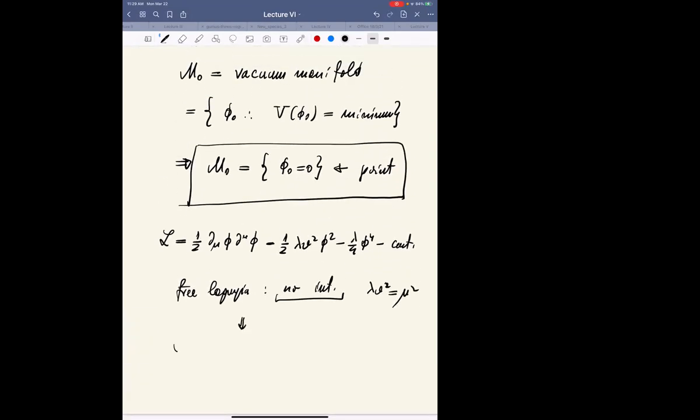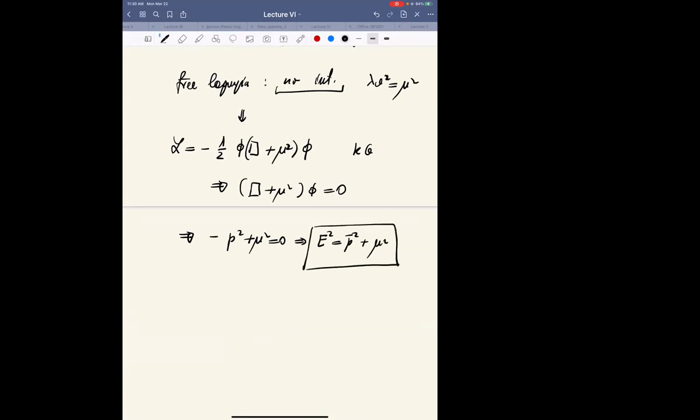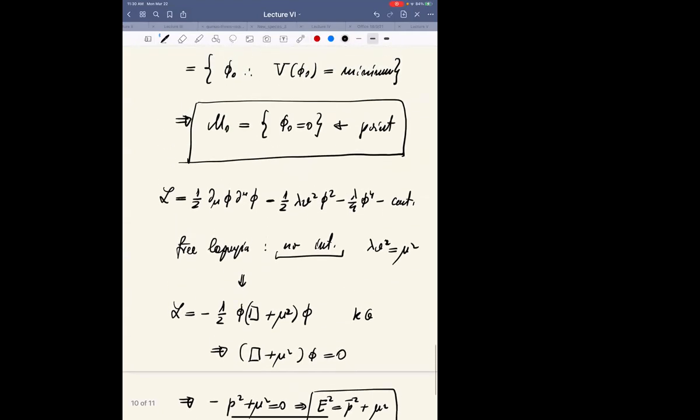If I integrate by parts, the Lagrangian will be minus 1/2 phi (box plus mu squared) phi, the Klein-Gordon Lagrangian, which tells me that box plus mu squared acting on phi zero. And that means in momentum space that minus p squared plus mu squared is zero, which means that E squared is p squared plus mu squared. Einstein, this is a perfectly well-defined physical field. By p squared, of course, I will always mean p mu, unless I specify. So it's a perfectly well-defined Klein-Gordon field.